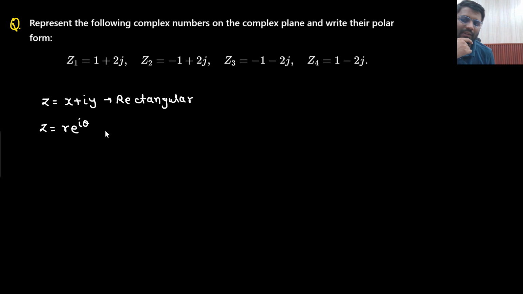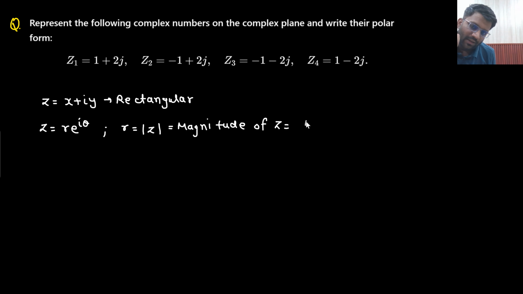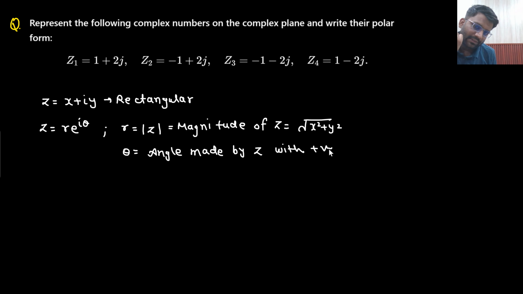Now what is the meaning of r? The meaning of r is the magnitude of z. How will the magnitude of z be represented? r is nothing but the magnitude of z, which is given by the square root of x square plus y square. And what is the meaning of theta? Theta is the angle made by the number z with the positive x-axis in the anti-clockwise direction. So this is the meaning of theta.